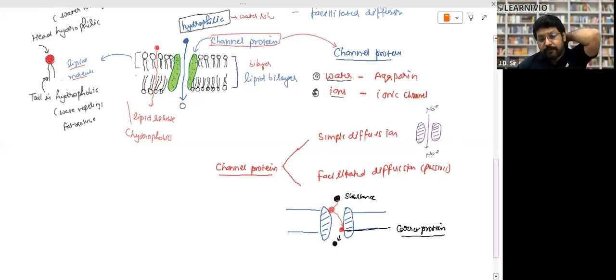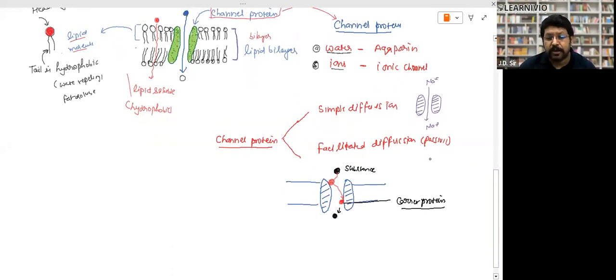Now, in facilitated diffusion, what is that? In facilitated diffusion, this is also passive, energy is not required, but the substrate, meaning the substance that needs to be transported, will be taken or received by a protein. That protein will pick it from one end and drop it at the other end. This is a special type of channel protein called a carrier protein. So in facilitated diffusion, a carrier protein is required, which picks from one end and drops at another end. But in simple diffusion, carrier proteins are not required.